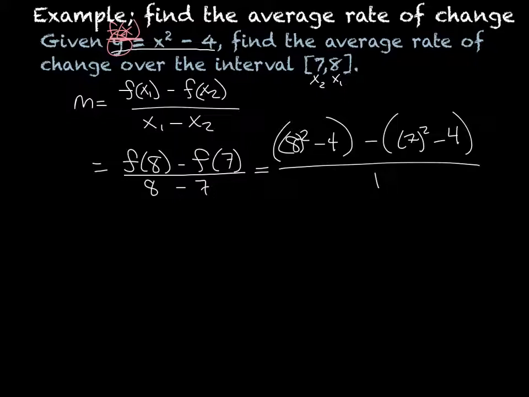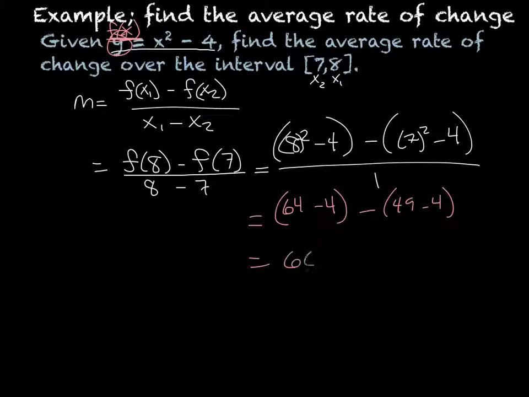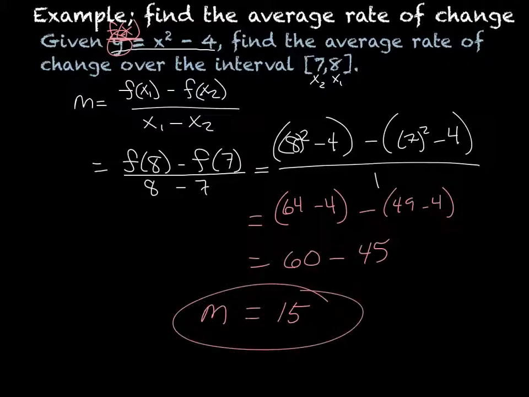Okay, so if I continue solving from there, I'm going to see that 8 squared is actually 64, minus 4, minus 7 squared is 49, minus 4. Put that parentheses in there so you don't get confused. The next step, 64 minus 4 is 60, minus 49 minus 4 is 45. Finally, 60 minus 45 is 15. So that means my average rate of change on that interval is 15, or 15 over 1 if you want to think about it that way.